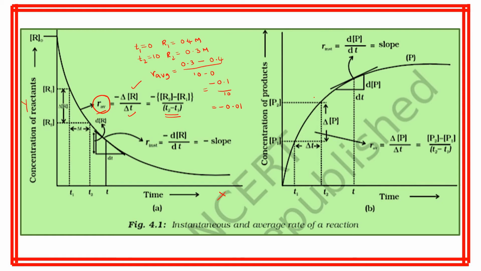So we have to take this one as a positive. How to take positive? Multiply this one with what? Minus. So here in the formula only we are multiplying it with minus. So when you multiply this one with minus, what happens? You are going to get 0.01 as the average rate.